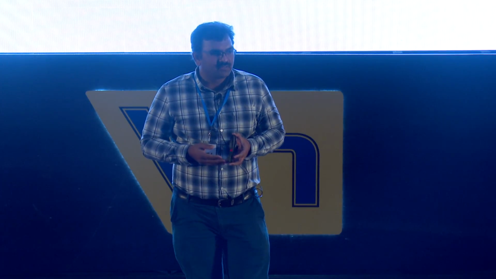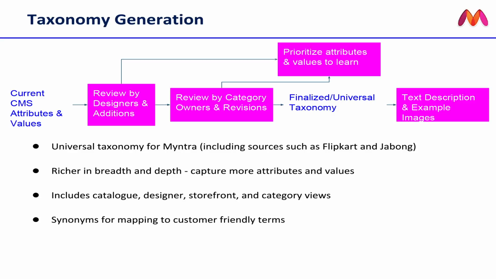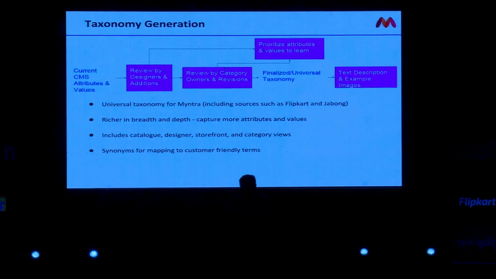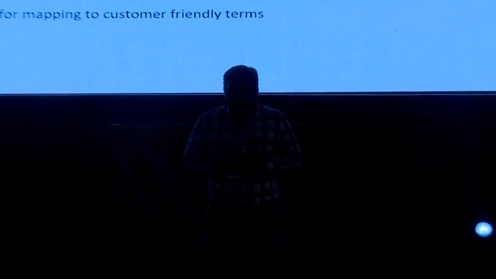The first part in the exercise is defining what the taxonomy is. Because this is pretty critical to describing any article type that we have. What we have done is we have taken the current attributes that we tag in our catalog, and we got it reviewed by the designers. So we have taken a designer-centric view to taxonomy generation, wherein we went and spoke to the designers that we have at Myntra, and then we came up with a list of attributes and also prioritized some of those that are important to them.